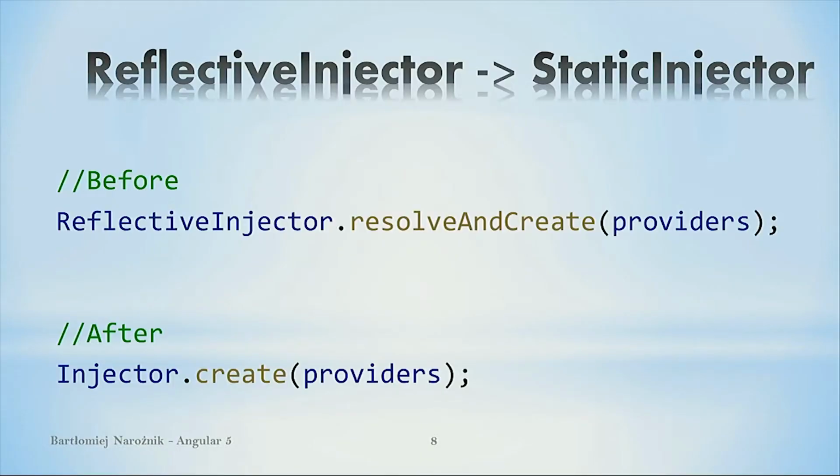And there is a change in reflection. The reflective injector has been dropped. Now there is a static injector used. The difference in the usage is not that big, but there is a difference inside of the code. A reflective injector uses the reflect polyfill, so now we don't have to include it in your projects, and for most of the projects it will make it a little bit smaller.